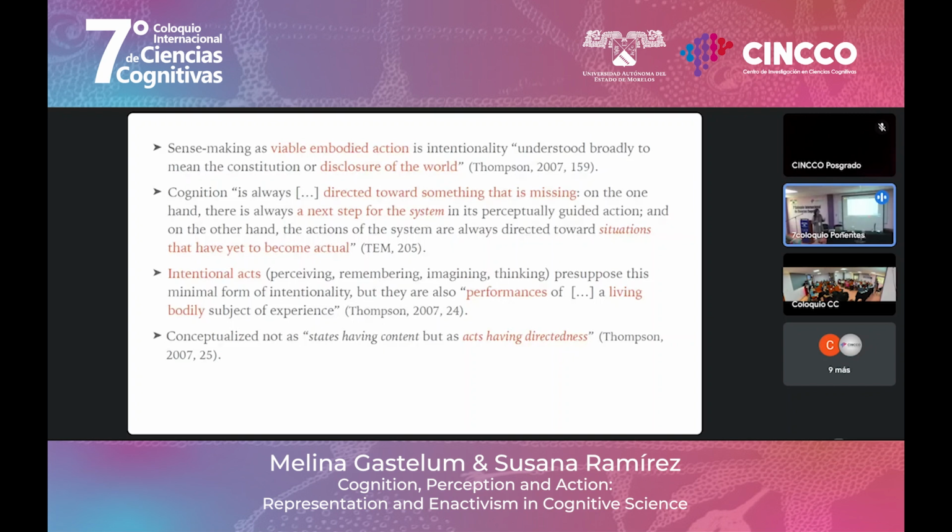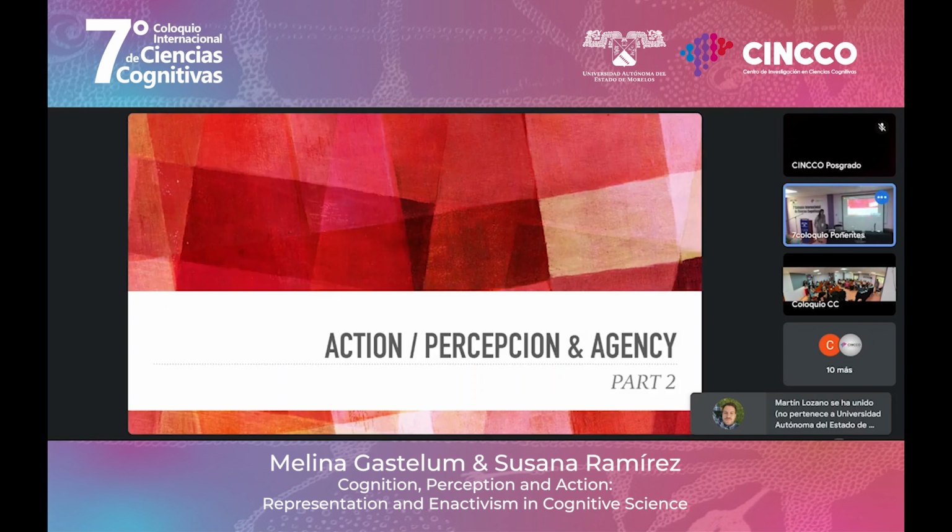So cognition is always directed, as Varela, Thompson and Rosch said, towards something that is missing, as I told you. On the one hand, there is always a next step for the system in its perceptually guided action, and on the other, the actions of the system are always directed towards situations that have yet to become actual. Imagining and thinking presuppose minimal forms of intentionality, but they are also, according to this approach, performances that a living subject does. It's something that one does. So they are conceptualized not as states that have content, but as acts that have directedness. So that's it.